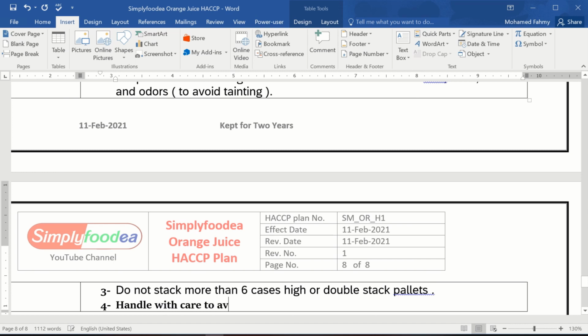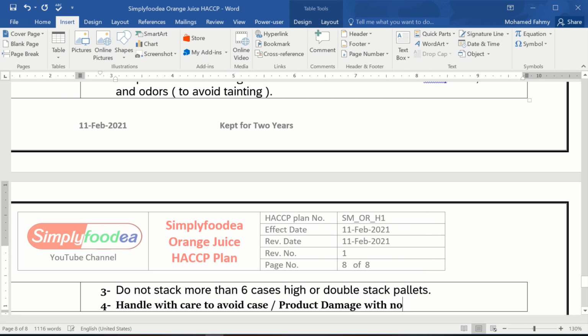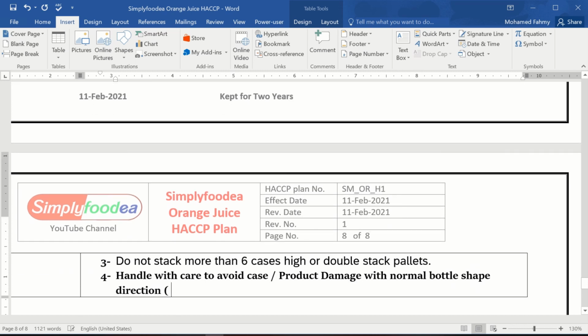And finally, handle with care to avoid case or product damage, with the normal bottle shape direction: upper cap and lower bottom.